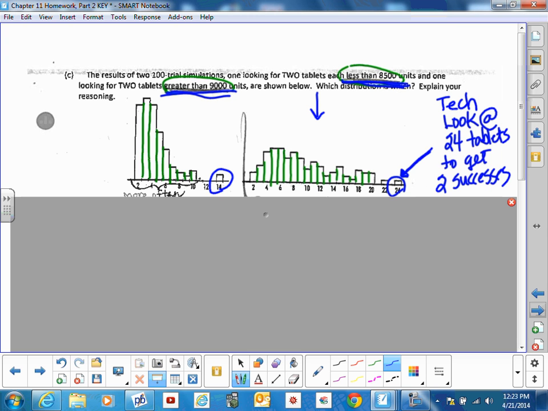Okay, how do you know? You mean it doesn't tell you which one's which? Okay, but why is this distribution spread out and have ones that take longer?